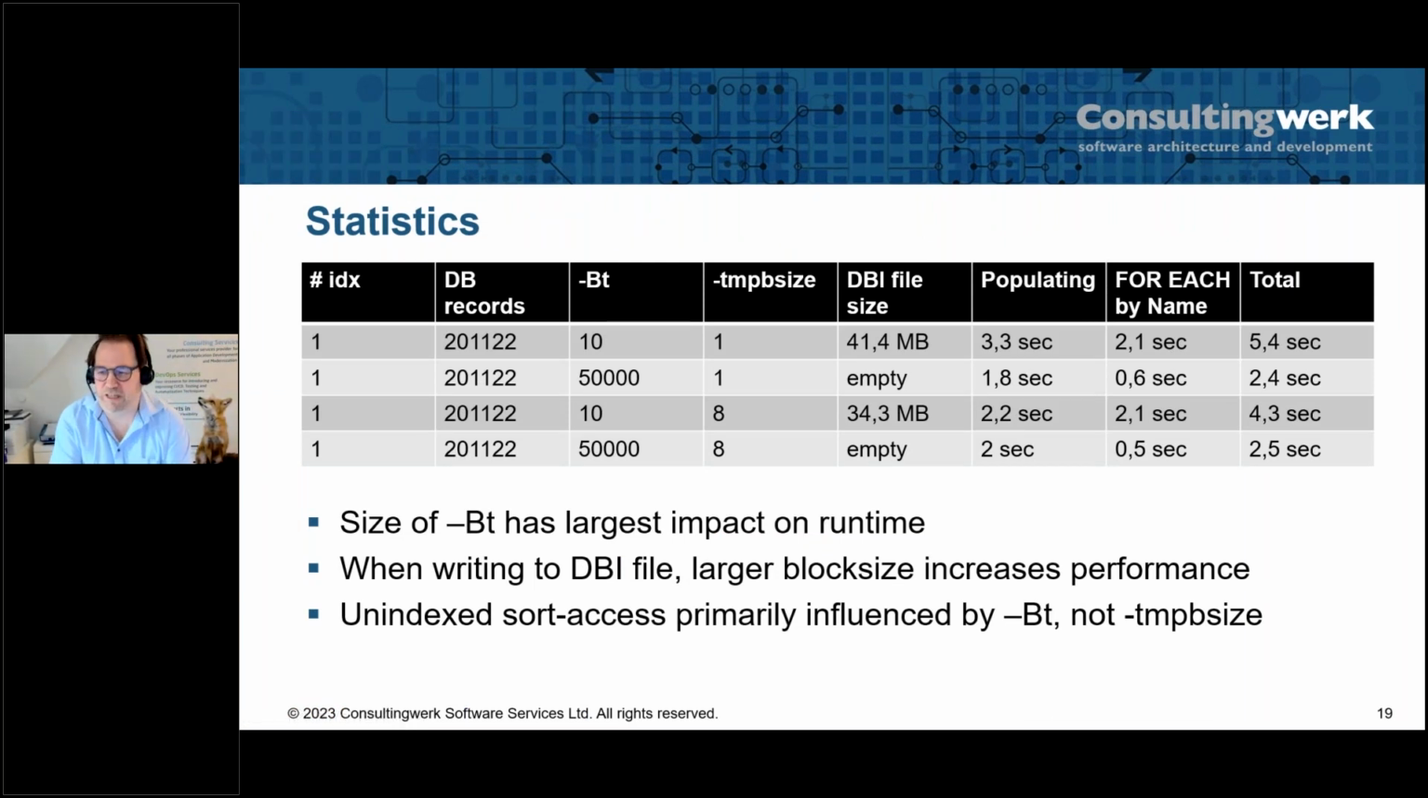And by that already I was a little bit surprised by the results. But what we can clearly see is that a small -Bt means that I have the longest runtime for populating the temp table. Why that? Because I will have to start writing the temp table to disk fairly soon. The DBI file size at the end of running it with -Bt 10 is 41.4 megabytes.